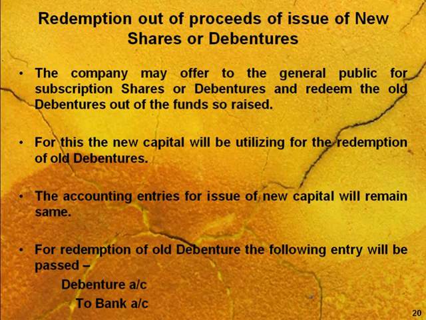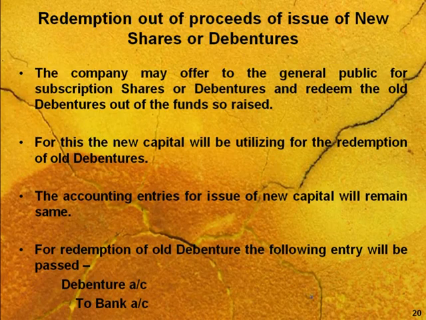The accounting entries for issue of new capital will remain the same. Suppose a company is going to issue new equity shares, then the same entries we will do in the books of the company, like application, allotment, and first call and second call. But from the redemption point of view, whatever funds you have raised from new shares will go to the debenture holder, and the entry is debenture holder account debit to bank account. So this is the simple entry which will be passed for redemption purpose if the company is going to issue new shares for raising funds.